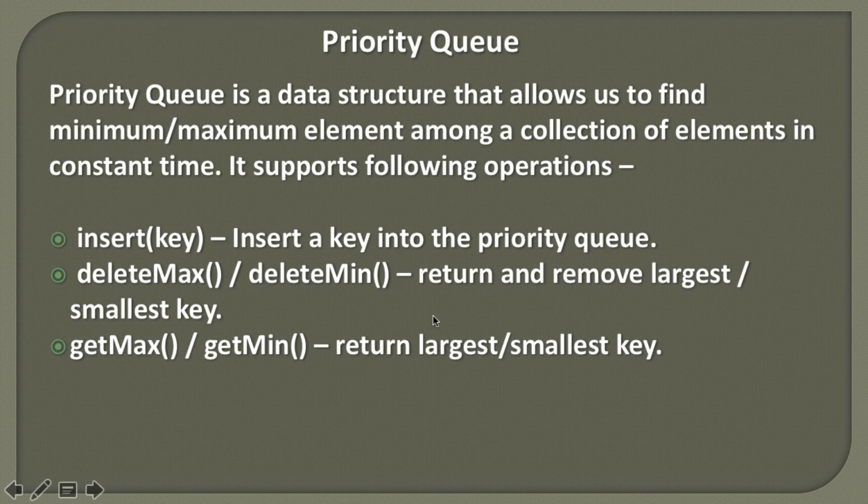Also friends, if you don't want to remove the largest or the smallest key from the priority queue, then we use the third operation, which is get max and get min. It simply returns the largest or the smallest key without removing it from the priority queue. We will discuss more about the priority queue in our upcoming tutorials. Moving ahead.